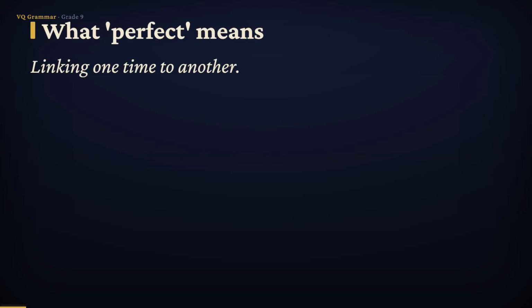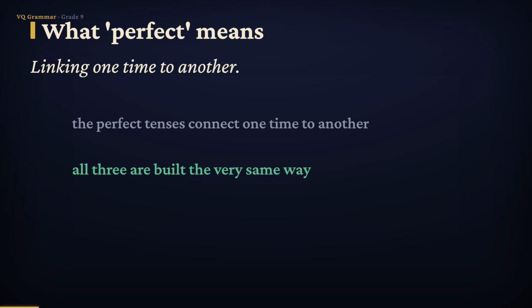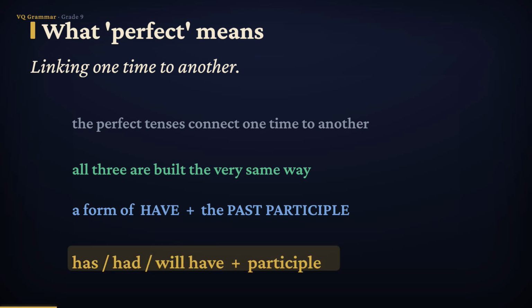Let's begin with the big idea behind these tenses. The perfect tenses connect one time to another. They take one action and link it to a second point in time. Here's the beautiful part. All three of them are built the very same way. Every perfect tense uses a form of have plus the past participle of a verb. Whether we're talking about the present, the past, or the future, that recipe never changes. A form of have, has, had, or will have, sitting in front of a past participle. Learn that one pattern and you're most of the way there.